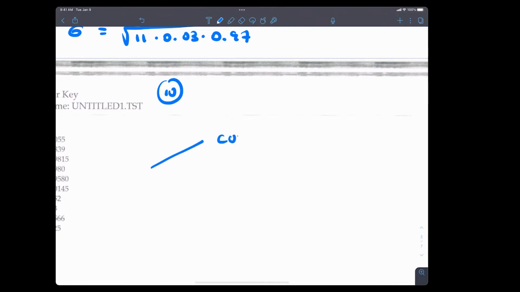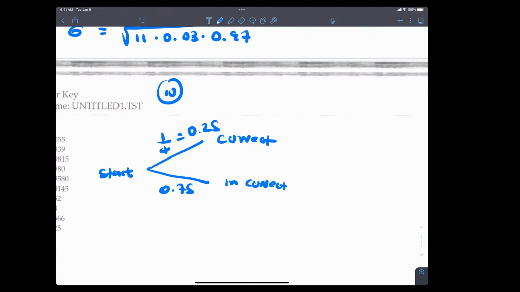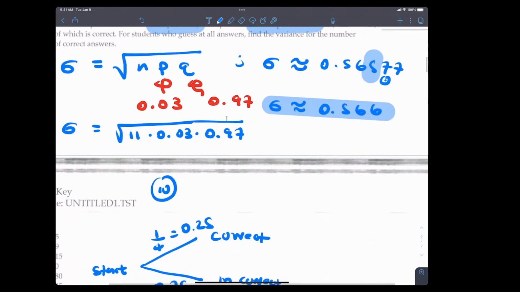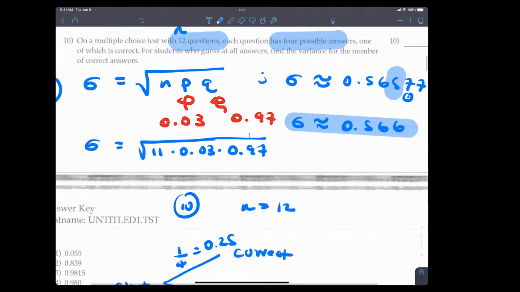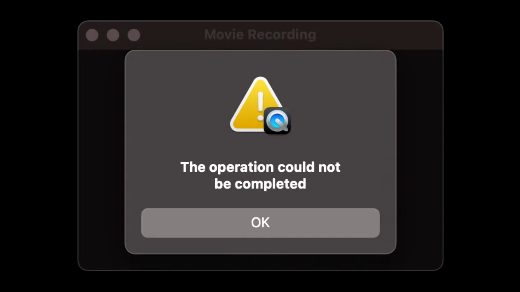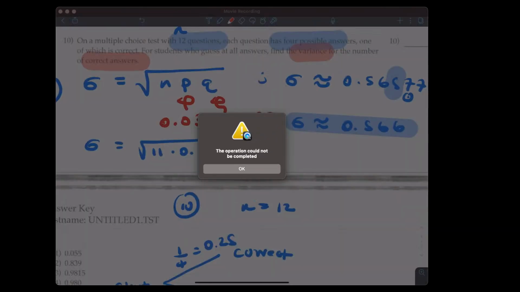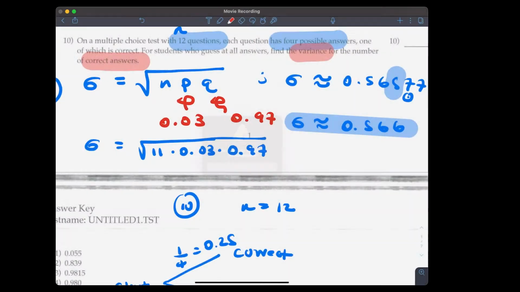So, start this off again. Correct. Incorrect. 1/4, which is 0.25. The complement is 0.75. This is your single trial for number 10 again. N is 12, 12 questions. Now let's look at the question. Find the variance for the number of correct answers. Variance, ladies and gentlemen.